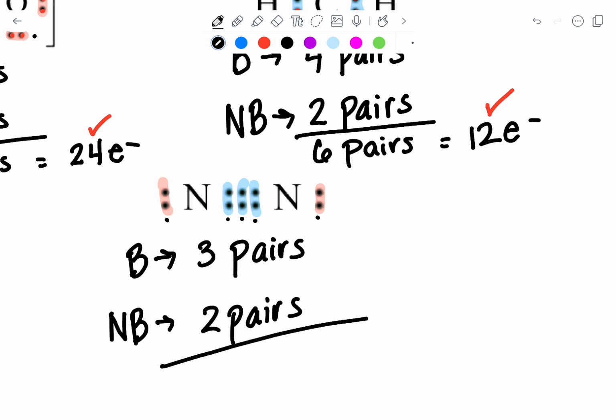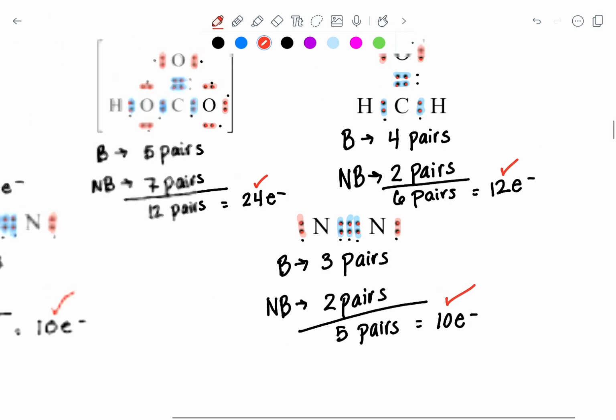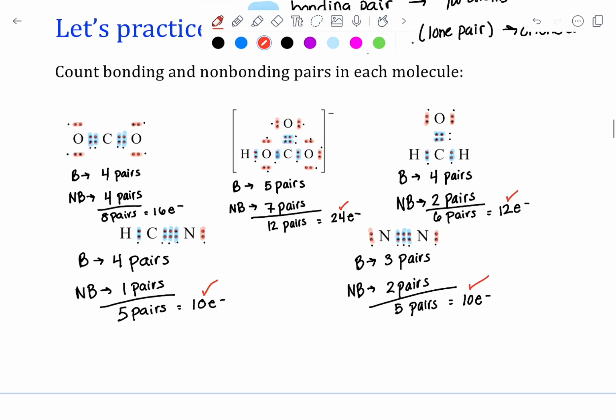We should always check our work, so that's 5 pairs. That should be equal to 10 electrons, which we can count up and see 1, 2, 3, 4, 5, 6, 7, 8, 9, 10 electrons. Awesome. So we can see through these molecules that we can identify our bonding and our non-bonding pairs.